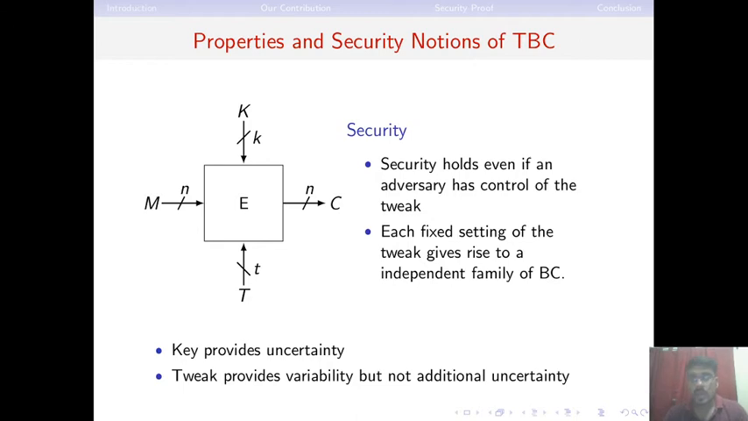The security of this tweakable block cipher should hold even if the adversary has the power to control the tweak. And each fixed setting of the tweak T gives rise to an independent family of block cipher. So for each tweak, it should give you an independent family of the block cipher. Note that the tweak is not meant to be kept secret. So the key is the only part that provides the uncertainty to the cipher. The purpose of the tweak is to provide variability in the cipher, but it does not provide any additional uncertainty or secrecy.